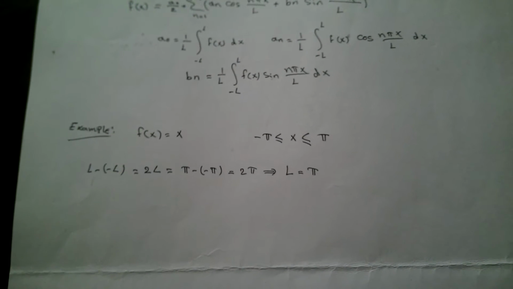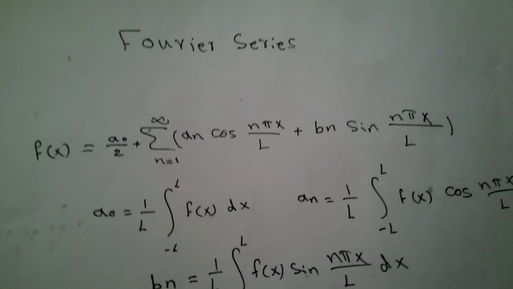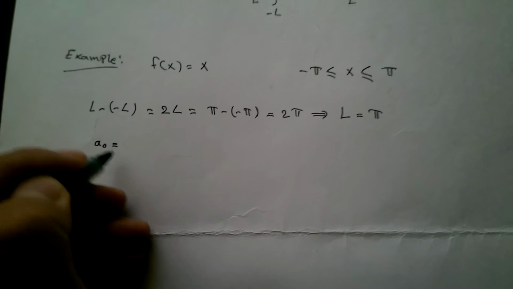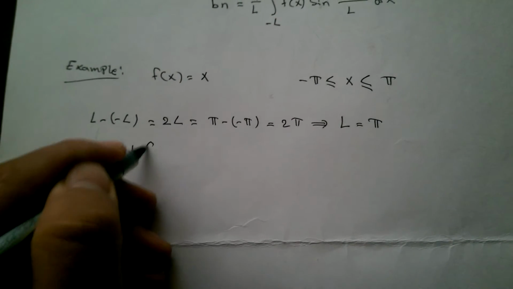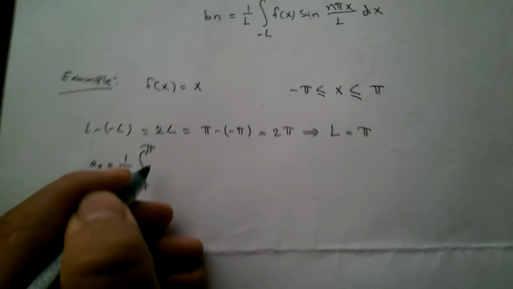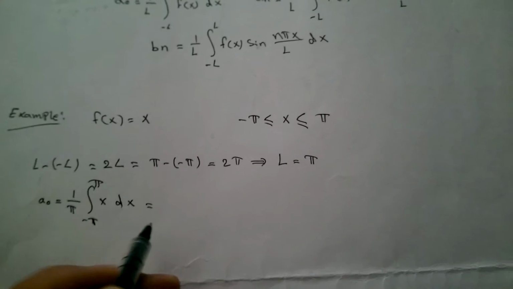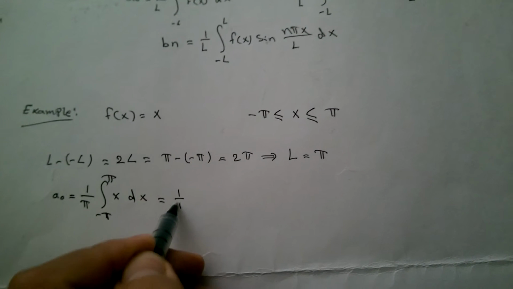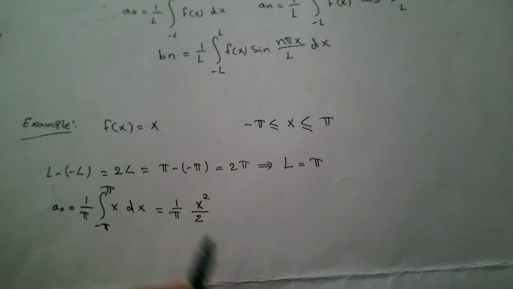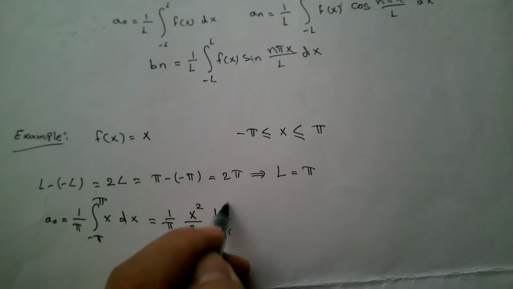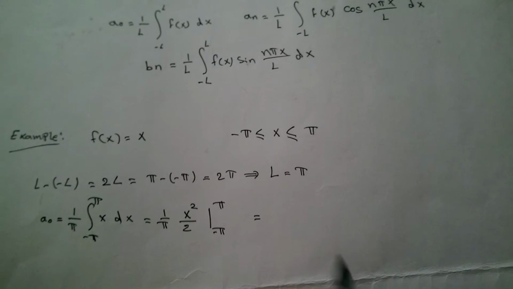Now we have to find a naught, an, and bn, and we put them in the formula of the Fourier series. So let's find a naught first. A naught is equal to 1 over pi integral from minus pi to pi of x dx. It's equal to 1 over pi times x squared over 2 from minus pi to pi. It's equal to 0.